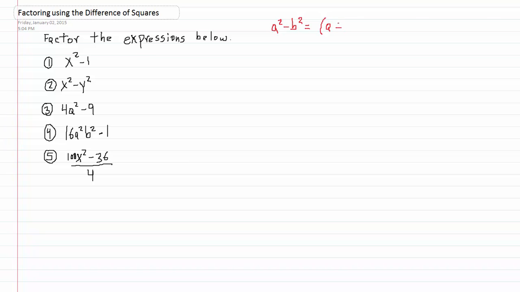Then we would write a plus b, a minus b, right? And we would have our factored expression. Now if we FOILed it out, we would cancel out inner terms that have opposite signs and get back a squared minus b squared. So let's apply that over here.